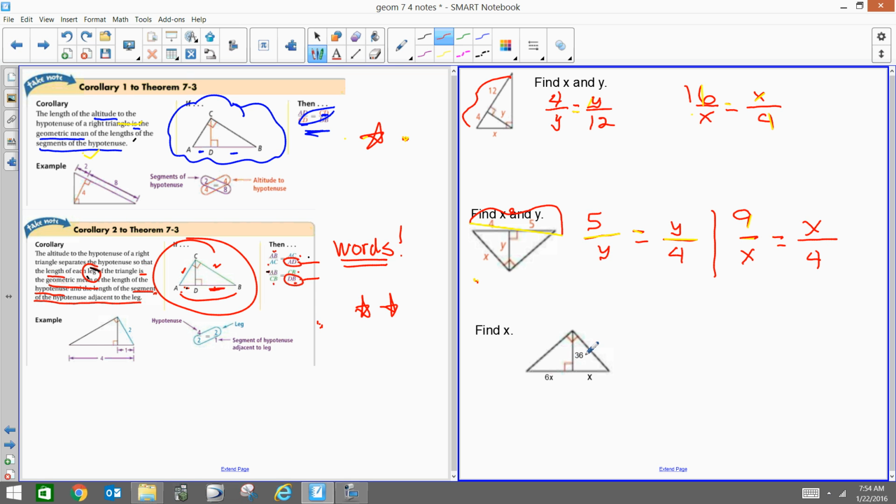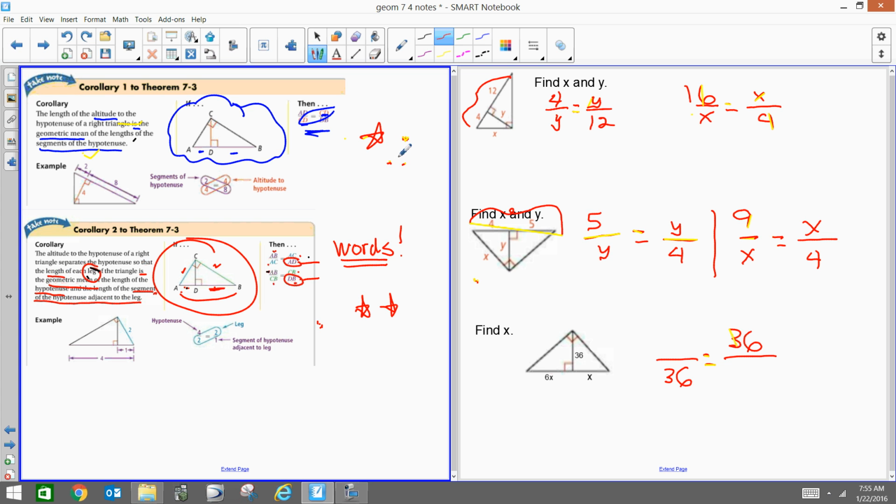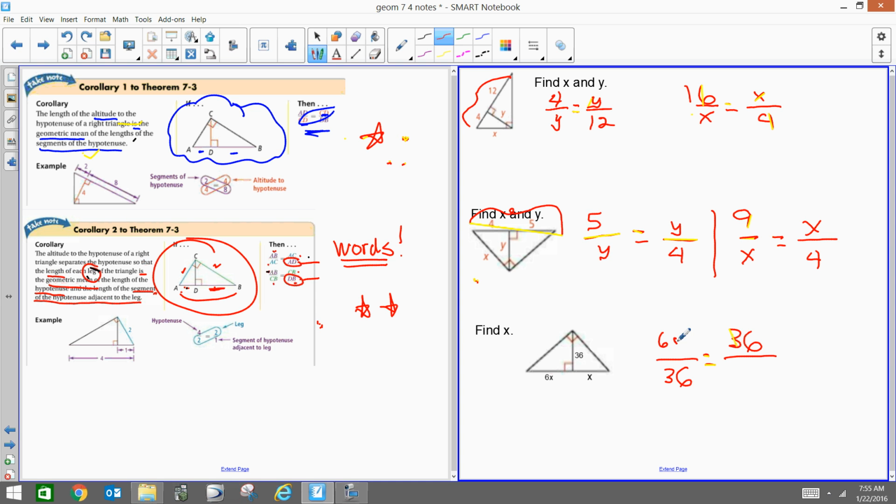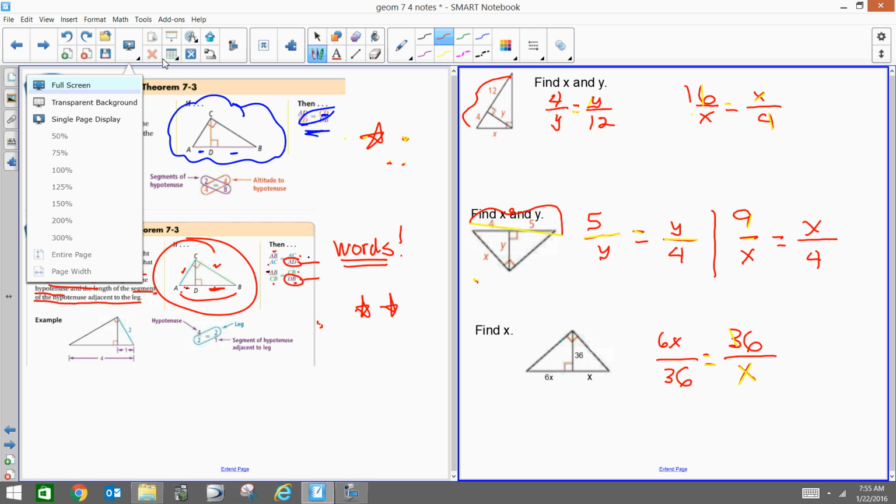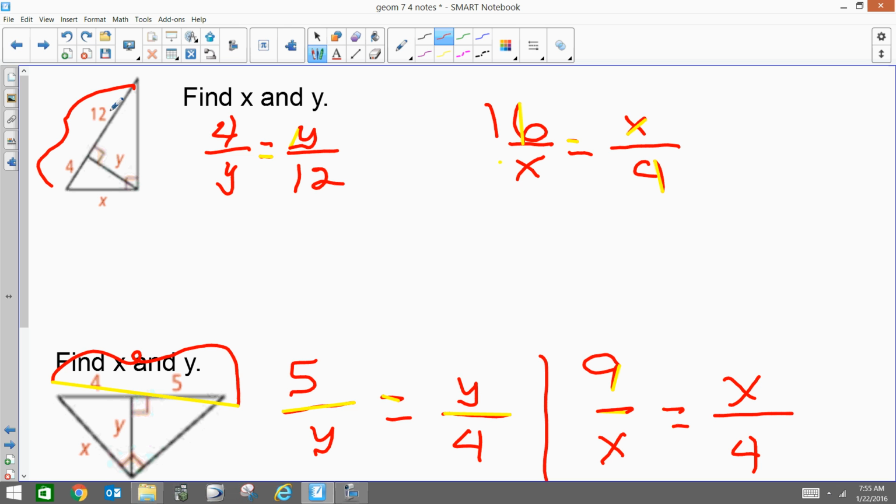One more, it looks like 36 is the altitude. And then remember the altitude is the geometric mean between the segments of the hypotenuse, which are 6x and x. Okay, going back to single page so we can solve these.